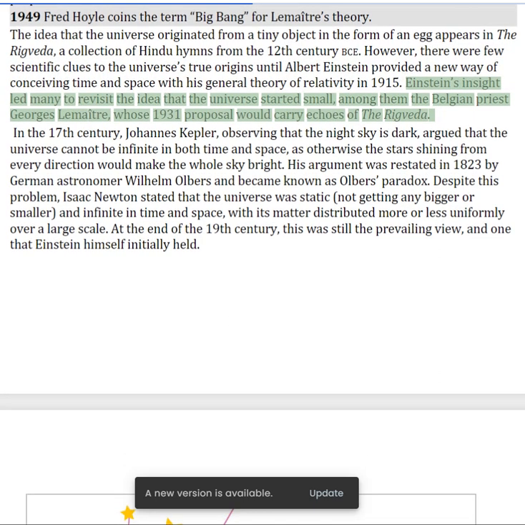Einstein's insight led many to revisit the idea that the universe started small, among them the Belgian priest Georges Lemaitre, whose 1931 proposal would carry echoes of the Rigveda.